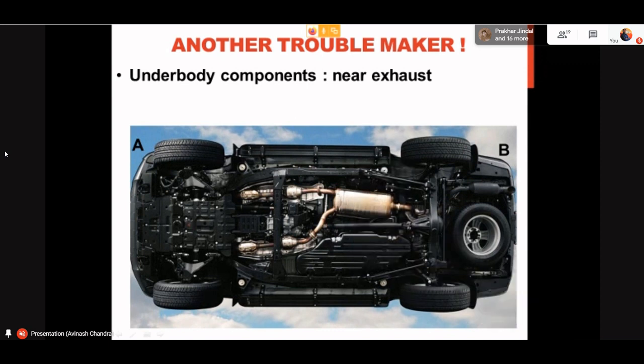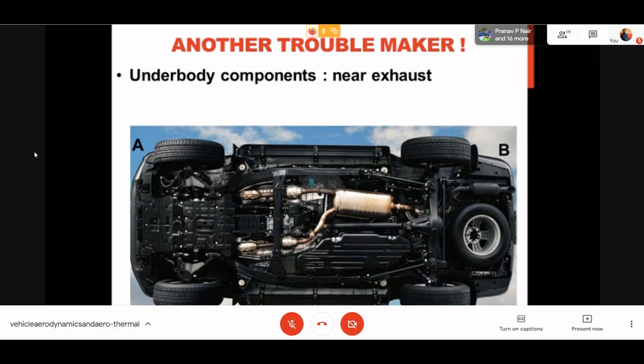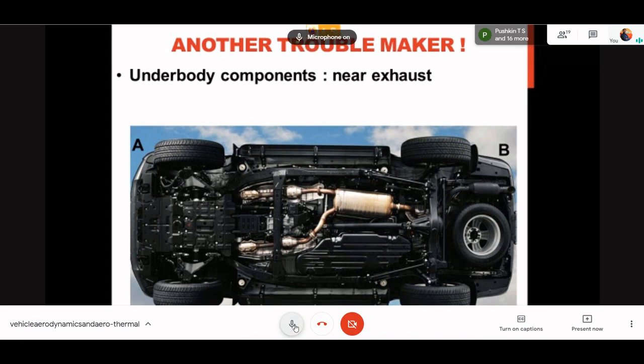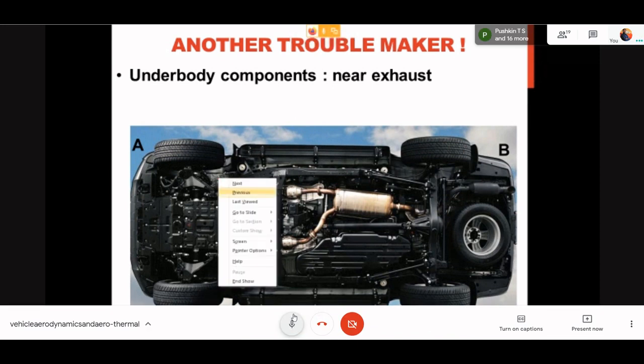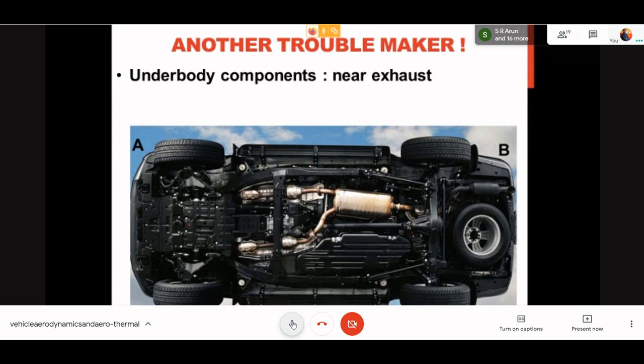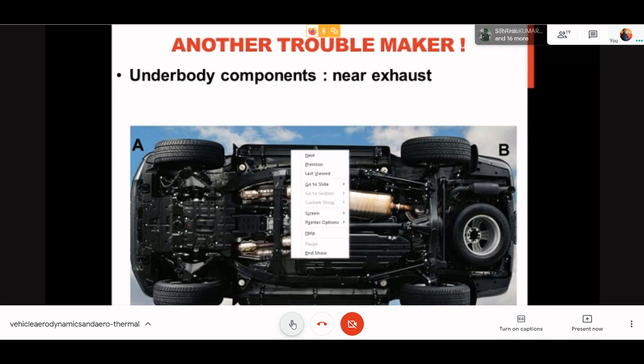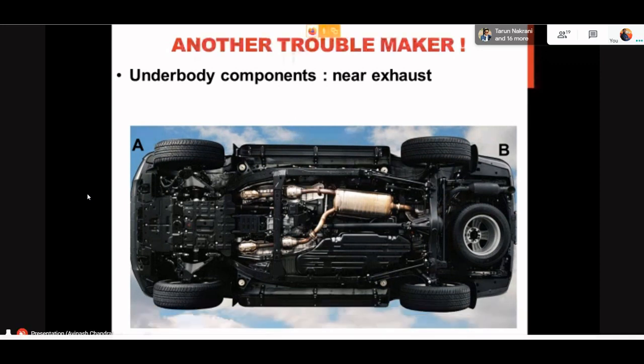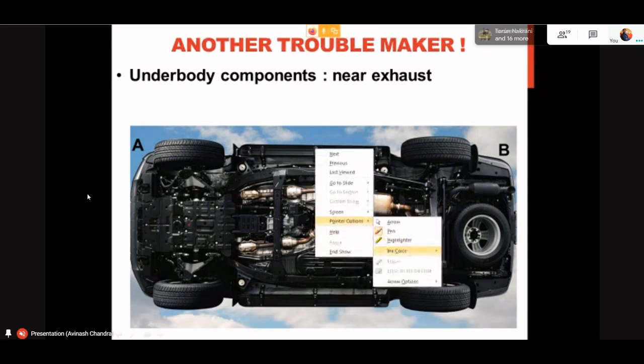Now this is how the open underbody of a car looks. I hope you can understand. A is the front of the body and B is the rear of the body. You have a tailpipe here, a spare tire here, and the exhaust which is moving from A to B. If you see here, there are a lot of uneven surfaces. This portion is open and you see a lot of gaps and other things over here.